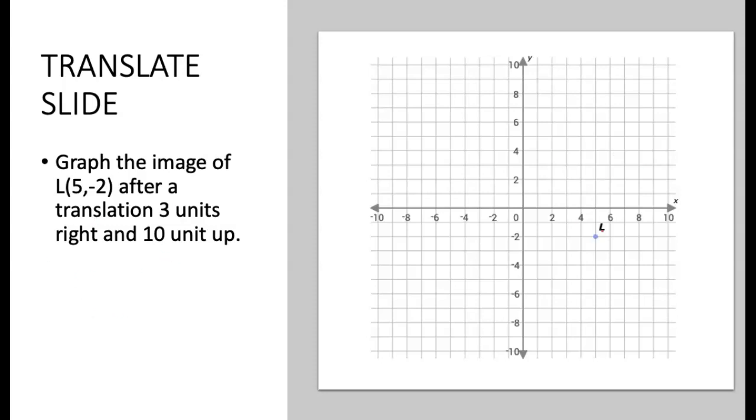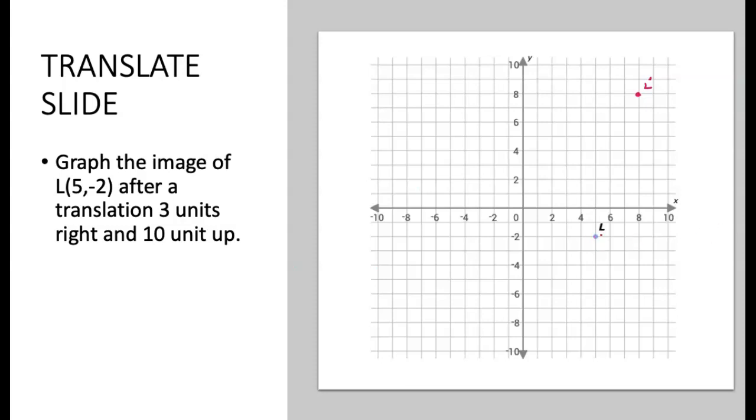3 units to the right, 1, 2, 3, and 10 units up. 1, 2, 3, 4, 5, 6, 7, 8, 9, 10. And then we will have our new L. So we'll go here, so we'll put the point here. Now if we were going to label this, we would label it L. It's still L, we just moved it. But we would use an apostrophe, that's called L prime.